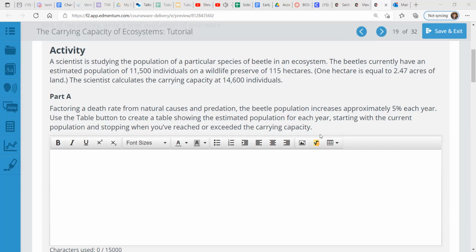Part A. Factoring a death rate from natural causes and predation, the beetle population increases approximately 5% each year. Use the table button to create a table showing the estimated population for each year, starting with the current population and stopping when you've reached or exceeded the carrying capacity.